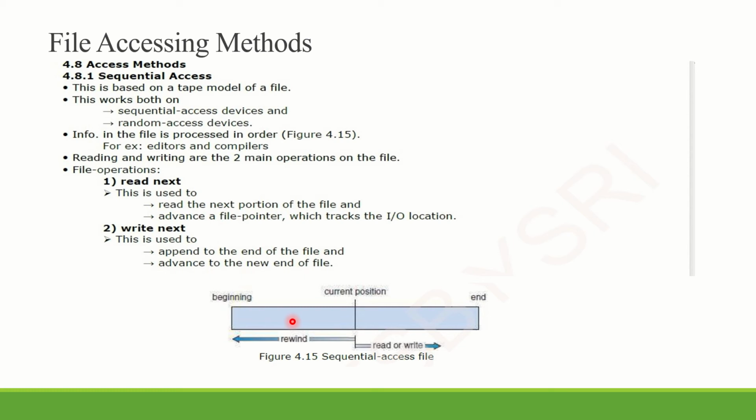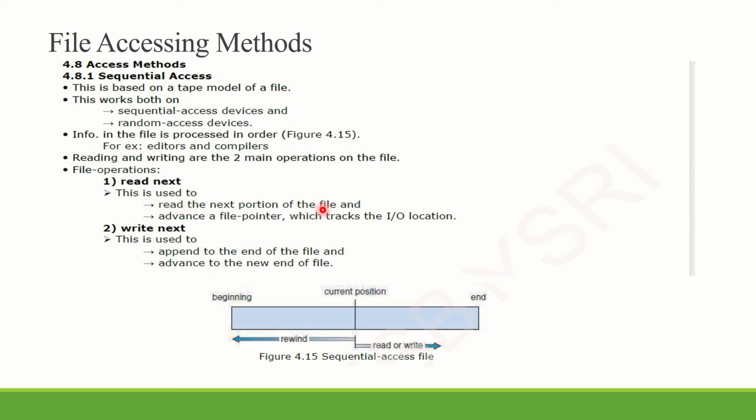This figure represents a sequential access file. See, the current position is the current cursor position. From here, moving forward, it has to do two operations, either a read or a write operation. That is the read next operation or the write next operation. So using the sequential access method, the file operations from the current position are read next. Read next is used to read the next portion of the file.